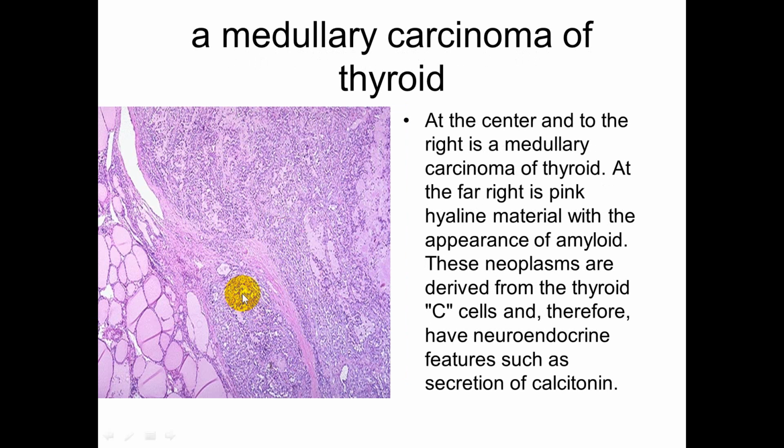The histological signs of a medullary carcinoma of the thyroid gland. At the center and the right is a medullary carcinoma of thyroid. At the far right is a pink hyaline material with the appearance of amyloid. These neoplasms are derived from the thyroid C cells and therefore have neuroendocrine features such as secretion of calcitonin.